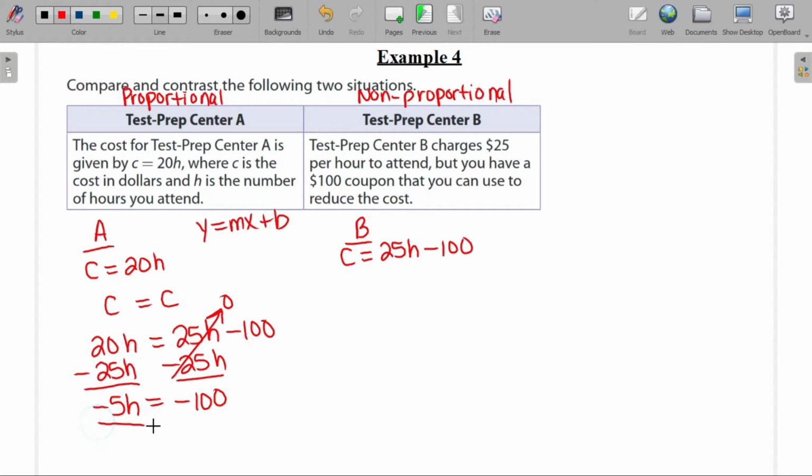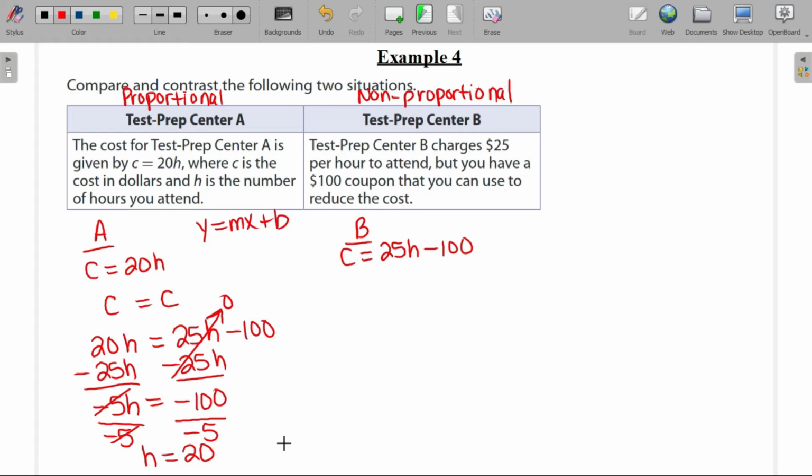So to solve for h, the number of hours at which both options are going to be the same cost, I would get rid of this negative 5 here, by dividing negative 5h by negative 5. Now what we do to one side of an equation, we must do to the other. So I'm going to divide negative 100 by negative 5 as well. When I take negative 5h divided by negative 5, the negative 5's cancel, and that leaves me with h equaling negative 100 divided by negative 5, which is 20. So what we find here is that at 20 hours, test prep center A and test prep center B are going to be exactly the same cost.